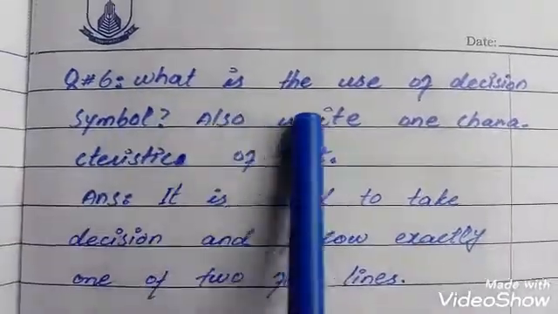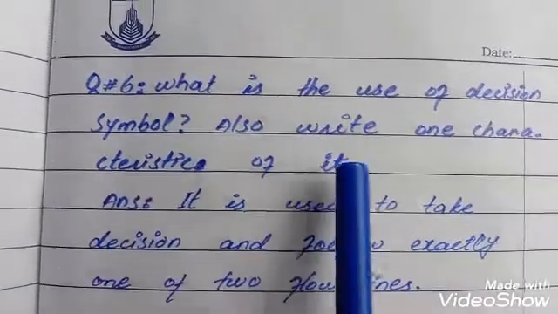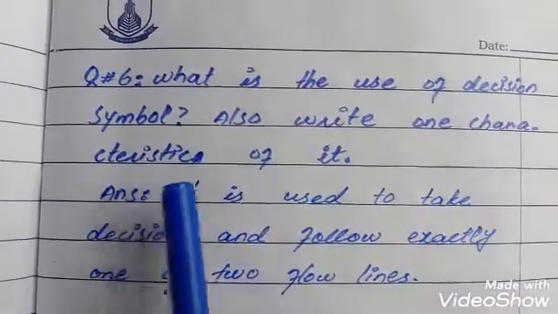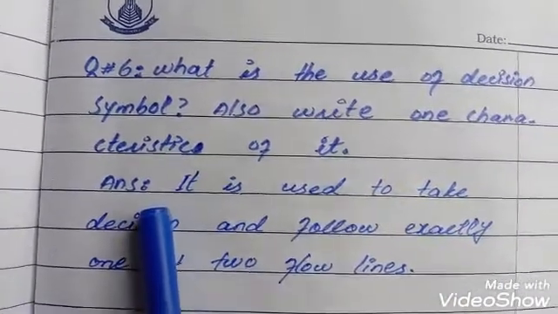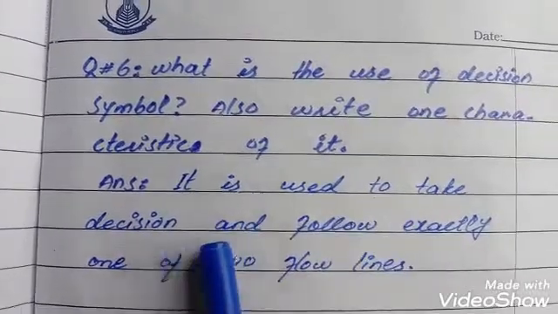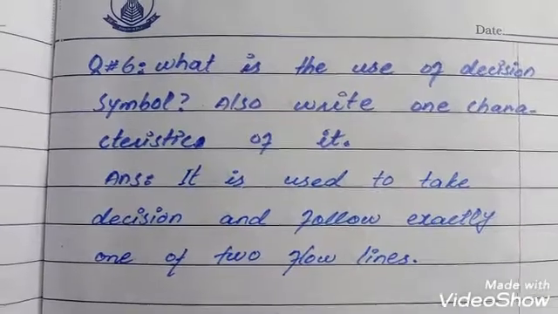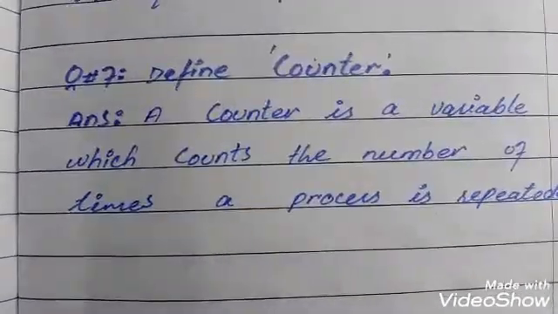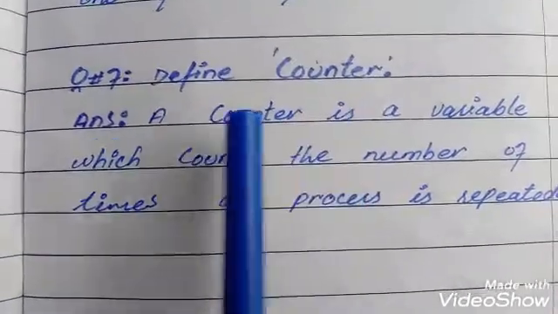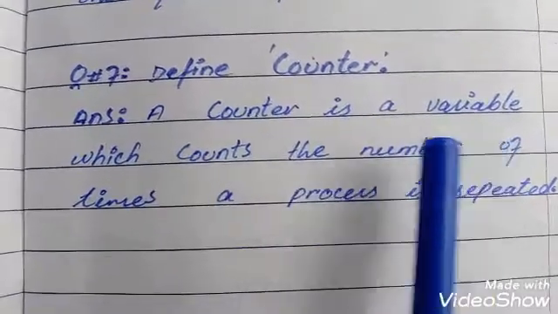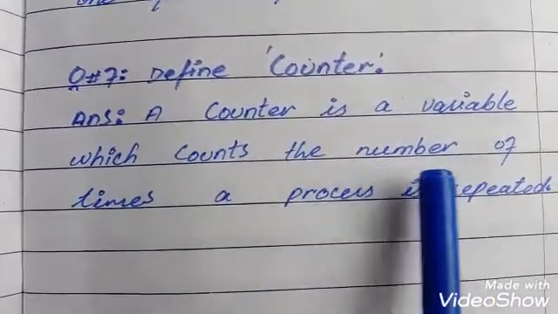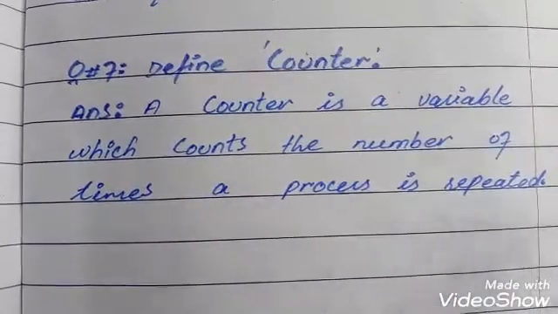Question number 6, what is the use of decision symbol? Also write one characteristic of it. Answer, it is used to take a decision and follow exactly one of two flow lines. Question number 7, define counter. Answer, a counter is a variable which counts the number of times a process is repeated.